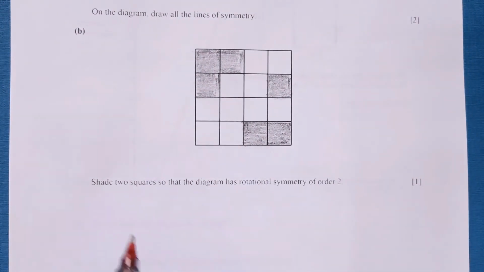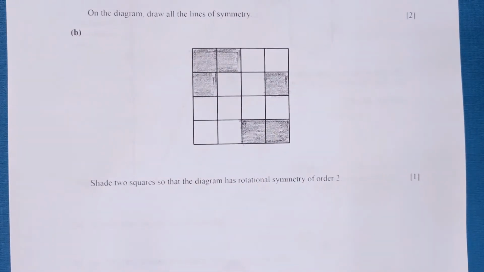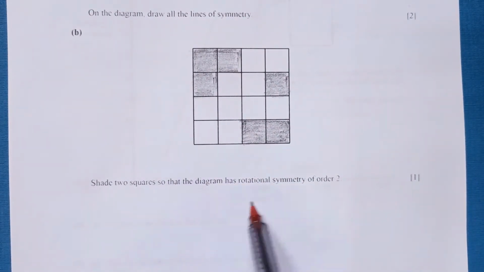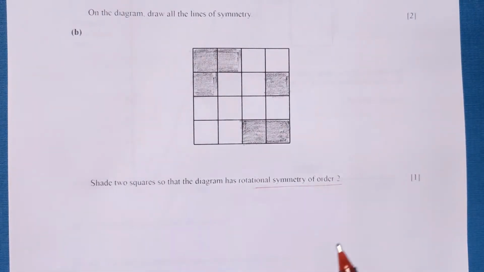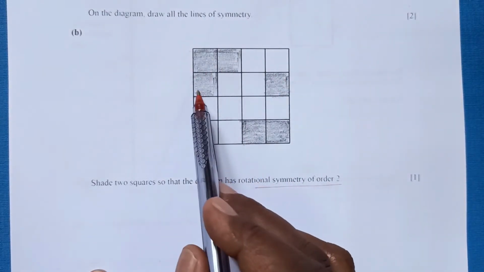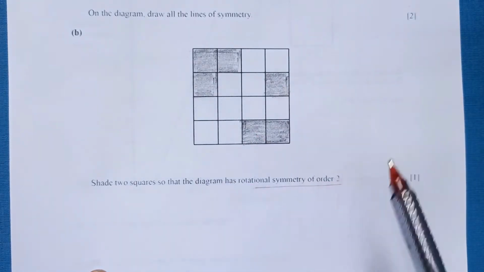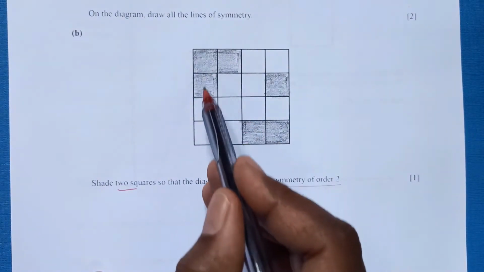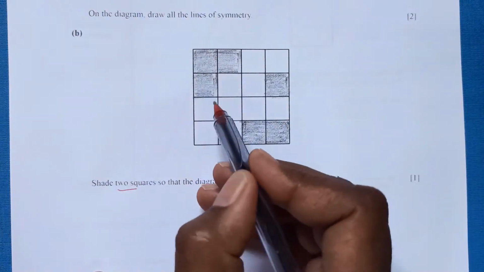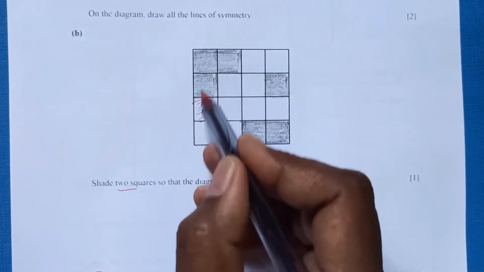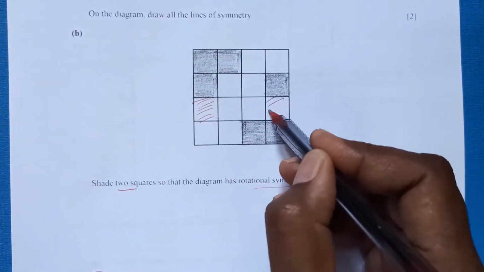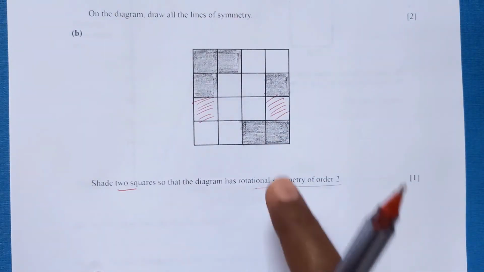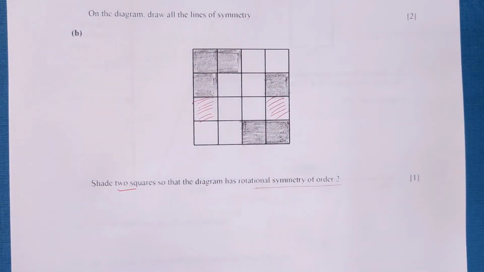Shade two squares so that the diagram has rotational symmetry of order 2. So it should look the same on both sides. You can see we have these 3 shaded squares here and 3 here. So shade 2 squares, we need to shade 2 more. So now let's see, if we have this side here 3, and this side it should be 3 here and then 3 here. If you see this, then the rotational symmetry of this will be of order 2.